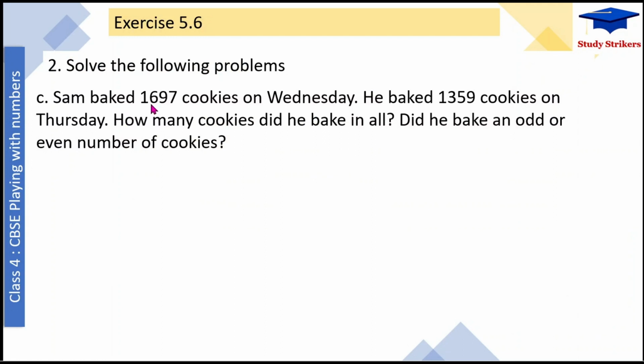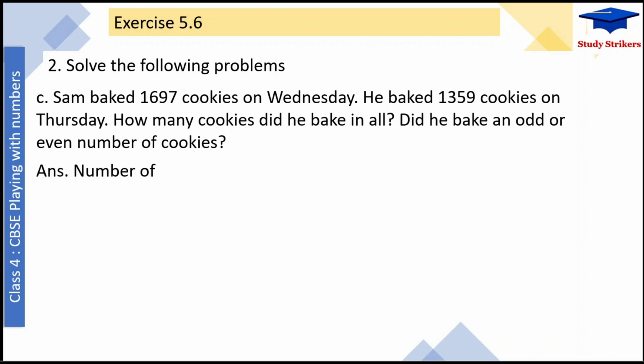Sam baked 1697 cookies on Wednesday. He baked 1359 cookies on Thursday. Now look at these numbers. 1697 is odd. 1359 is again odd. He baked this number of cookies on Wednesday and Thursday. How many cookies did he bake in all? What we have to do again is add these two numbers. Did he bake an odd or even number of cookies? Both of these numbers are odd, and the addition of two odd numbers will give you an even number. But we will confirm it.